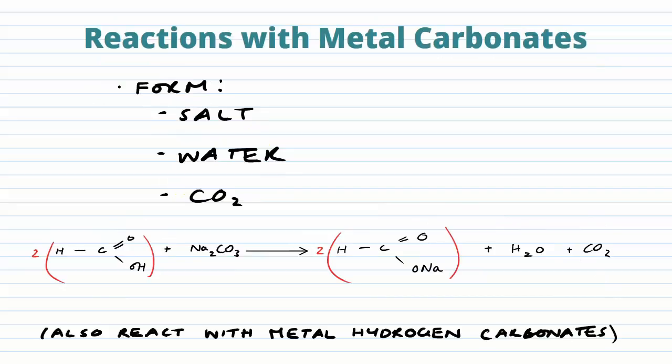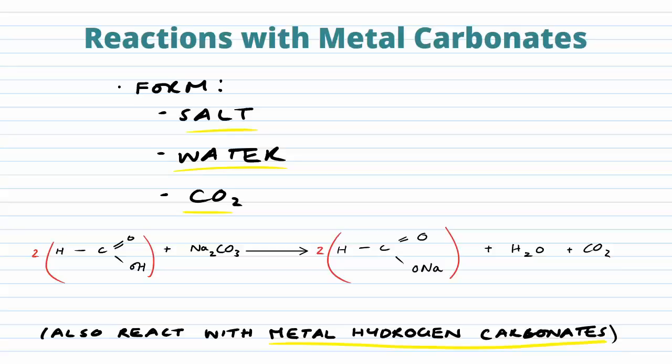The last reaction we're going to look at is the reaction with metal carbonates. Our carboxylic acids react to form a salt, water, and carbon dioxide. Here you can see we've got methanoic acid reacting with sodium carbonate to form sodium methanoate, water, and carbon dioxide. Now they will also react with metal hydrogen carbonates in a very similar way.